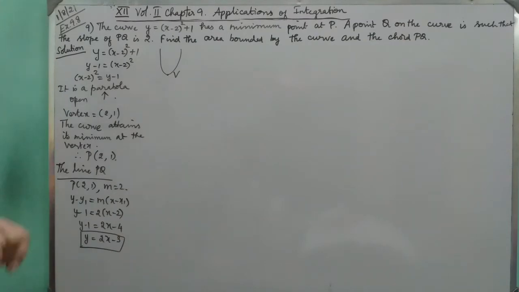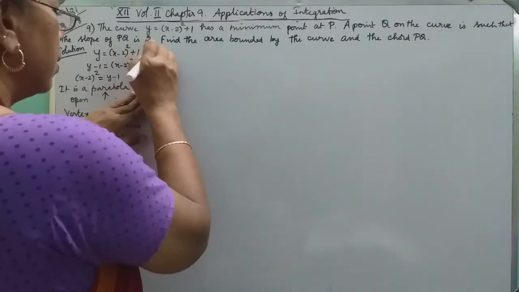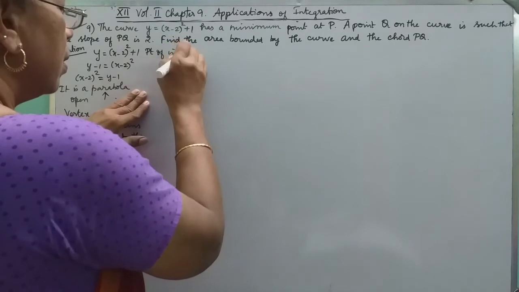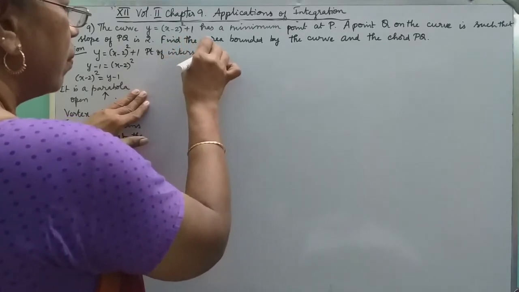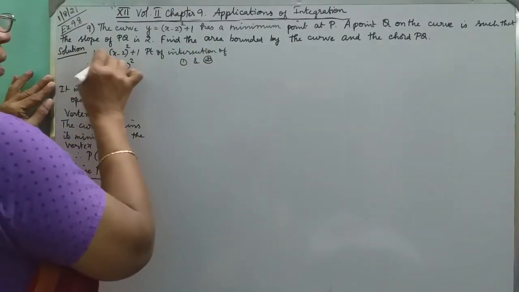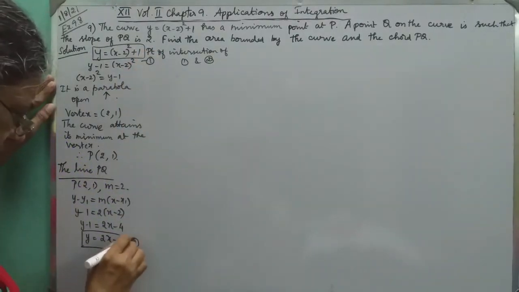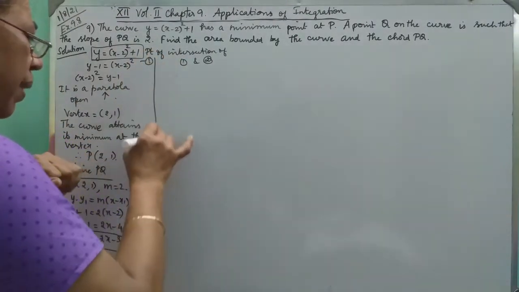Now we have to see where these two are intersecting. It is very clear that point P is lying on the parabola, and this point P is lying on the line also. Now we have to see where they intersect. How to find out? Now the point of intersection of 1 and 2. The first is the given parabola, and the second is the line equation. So we have to find the point of intersection.